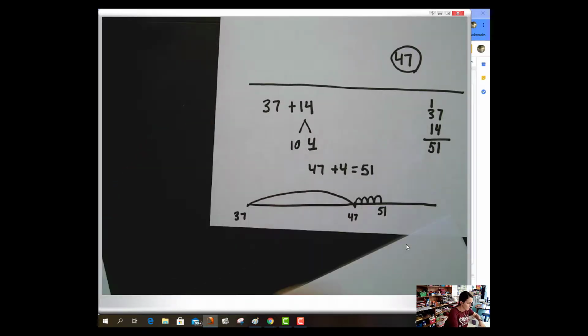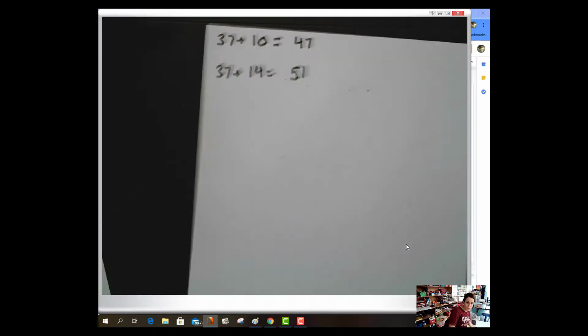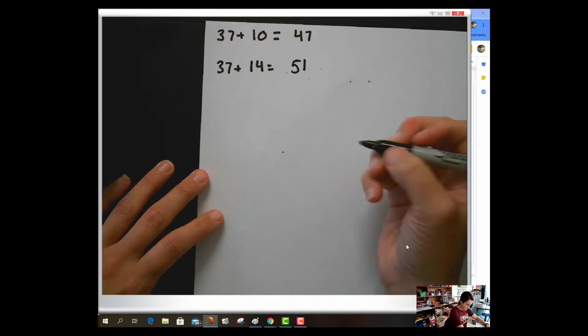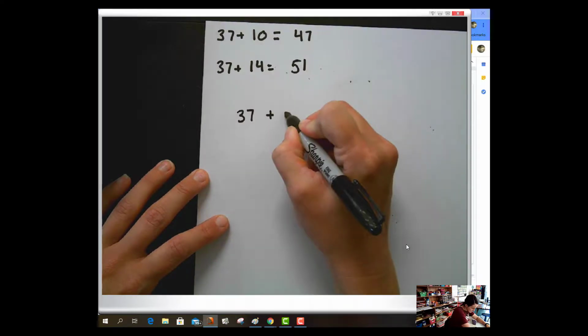So I'm going to go ahead and write down the questions that we've answered so far, because like I said, for the harder ones, you might need the answers or the strategies from the other questions. And we did 37 plus 10, and we've done 37 plus 14. Okay. The next question that we're going to do is 37 plus 24.